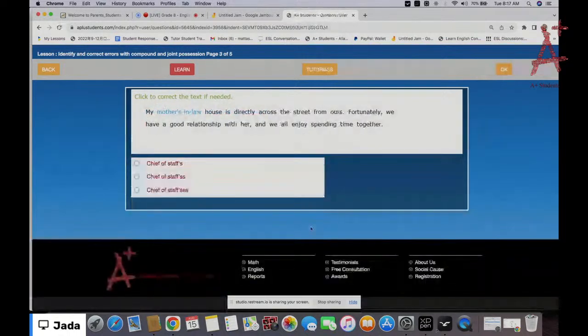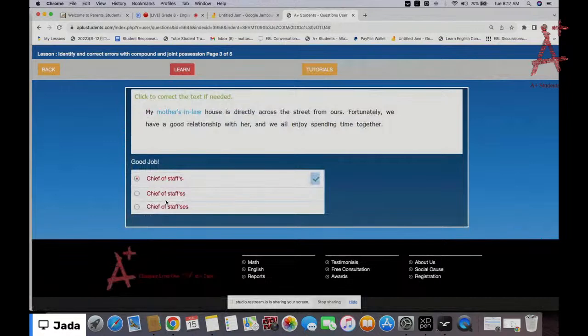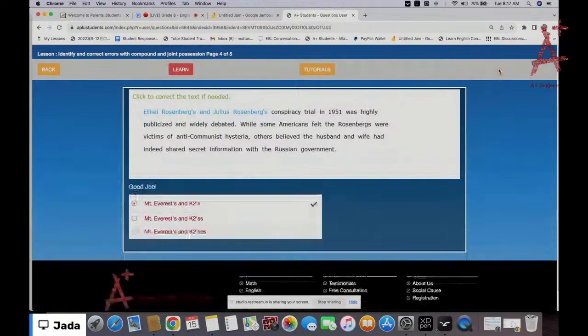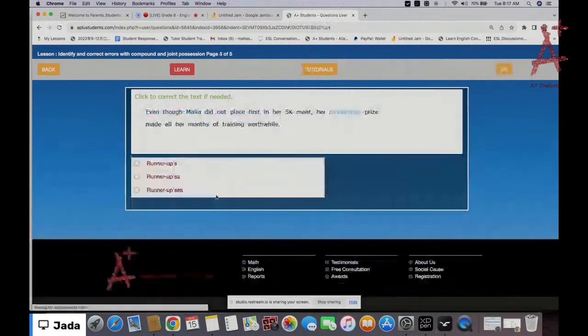So now this is also the same question but also mismatched. But it says chief of staff. So always it's gonna be this one, not with the S's, but just this one. And then the same question, but it's also mismatched. So it's going to be Mount Everest and K2. So yeah, it's mismatched. And even though Maya did not place first, it's not supposed to be runners up. It's supposed to be like the last part to make it a common noun. So it's gonna be runner ups.